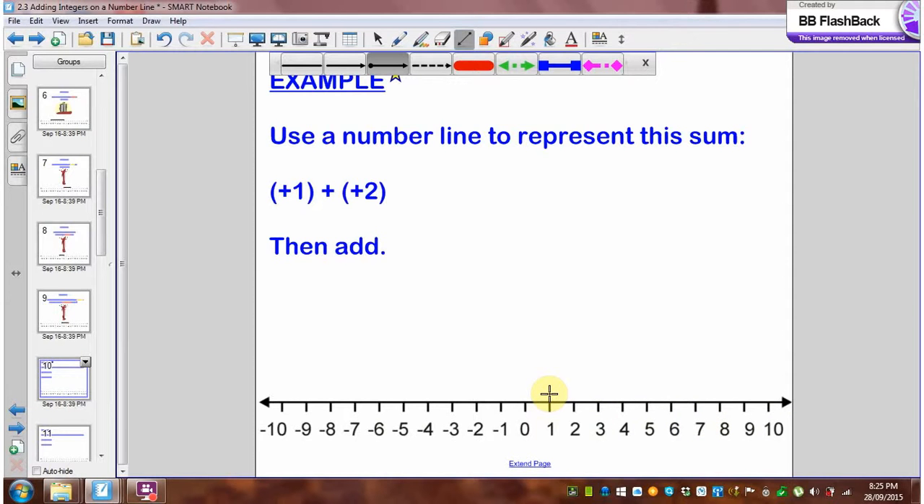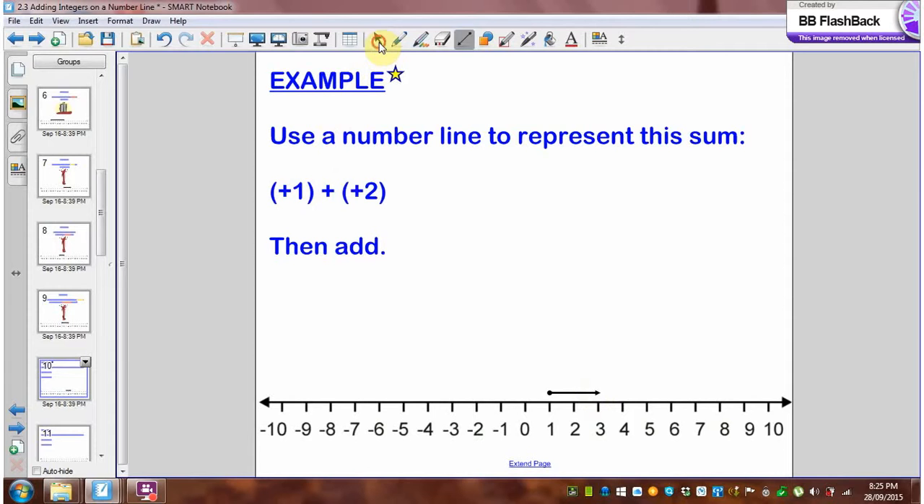And then we plus +2. So we're going to go to the right 2. So we start at +1, and then we add 2. So we got 1, 2 spaces. See that? 1, 2 spaces. So we end at 3.